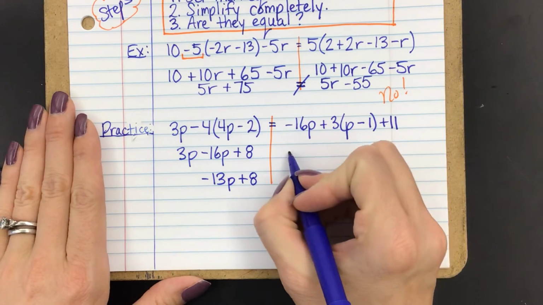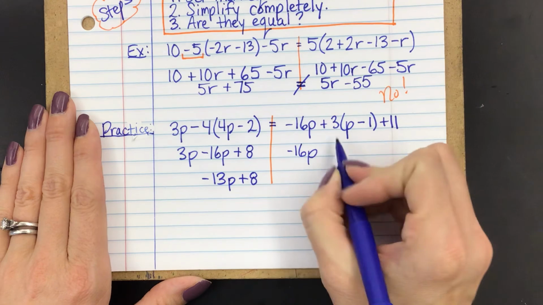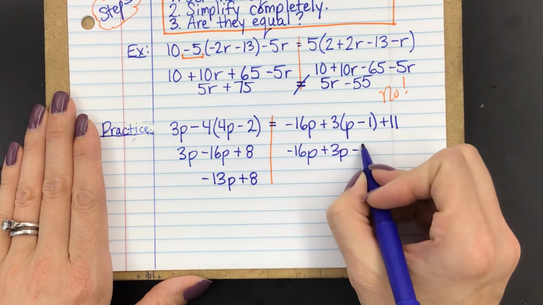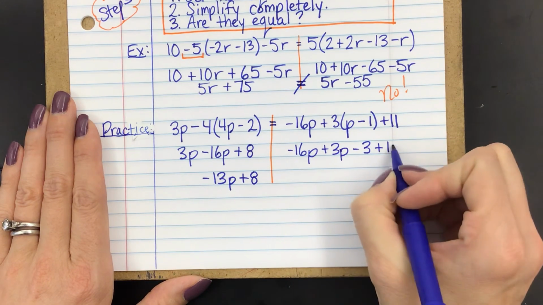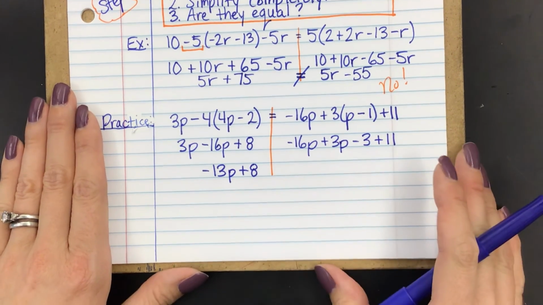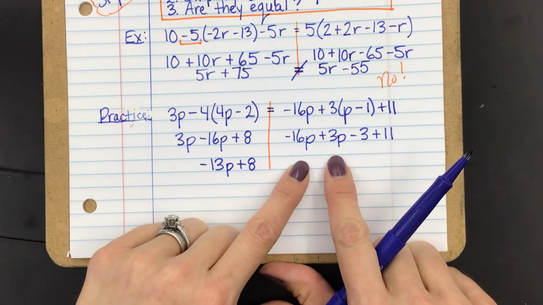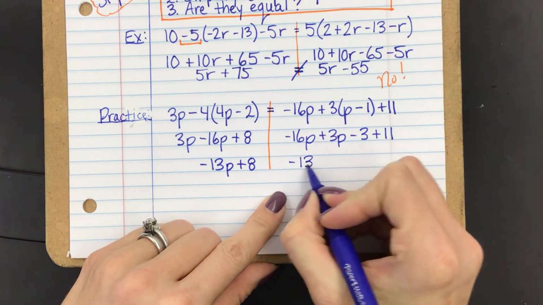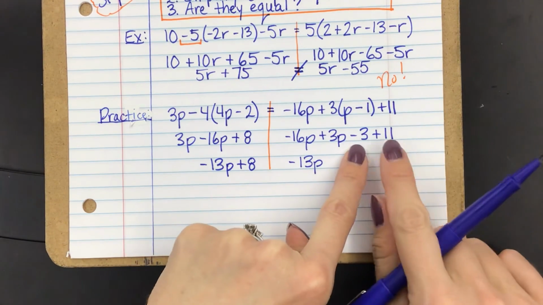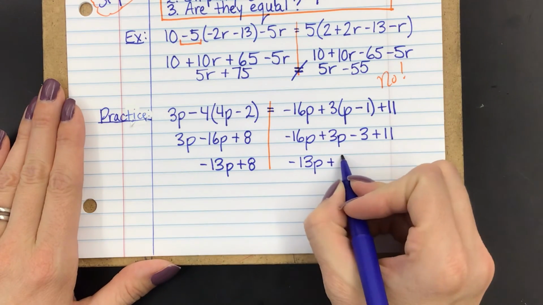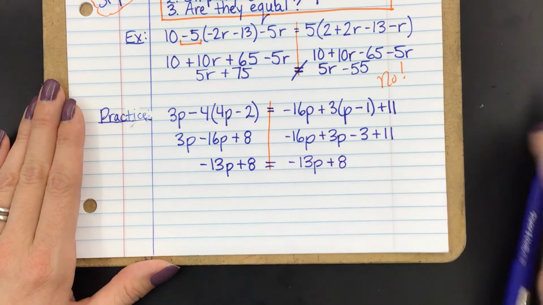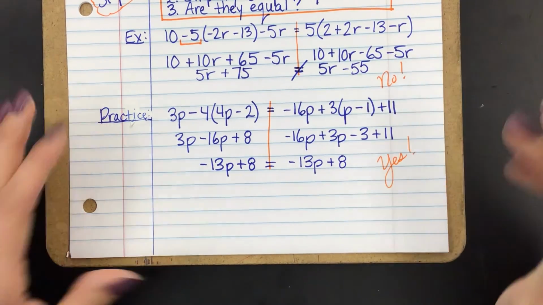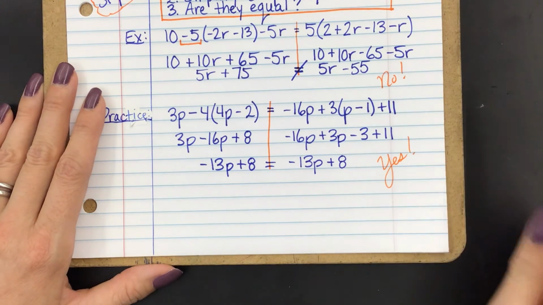Let's try this side over here now. I'm going to bring down my negative 16p. Then I'm going to distribute. So this will be 3p minus 3. And then I'm going to bring down my 11. And let's combine terms here. We've got our p's together. So this will be negative 13p. And negative 3 and 11 is positive 8. I would say yes. Any questions about that? Okay.